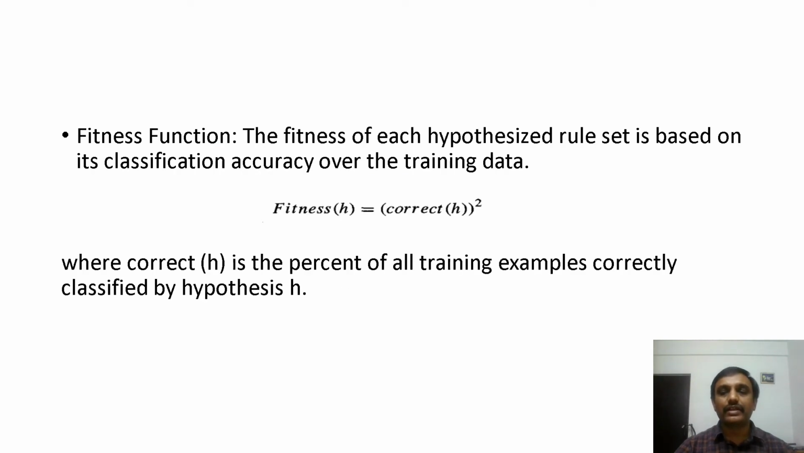After applying the crossover operator, we have to take the fitness function. In our case, the fitness function we have taken is fitness of H is equal to correct of H whole square, where correct of H is the percentage of all training examples correctly classified by hypothesis H.